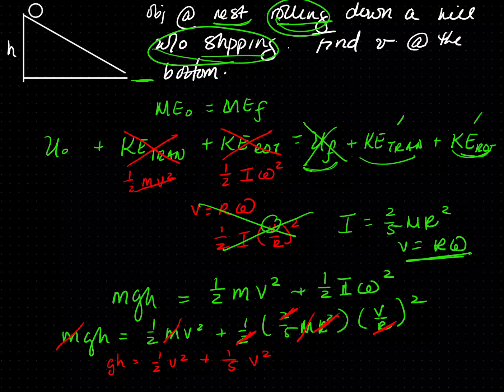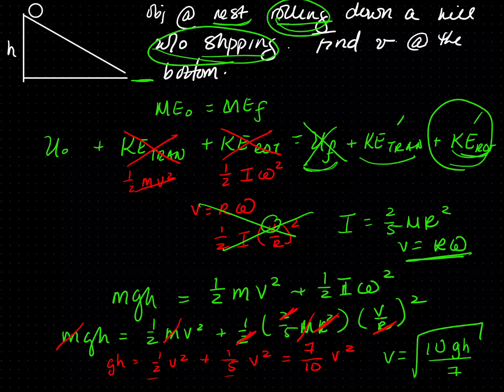I could simplify this by having a common denominator, which is 10. So this becomes 7/10 v squared. If I rearrange this and solve for v, v is equal to the square root of 10gh over 7. So if you notice, when things are rotating, we must include rotational kinetic energy.